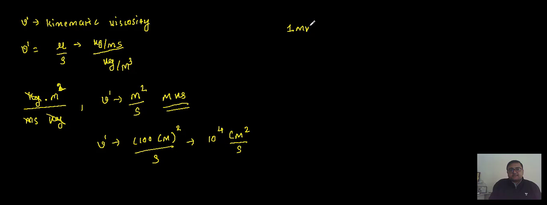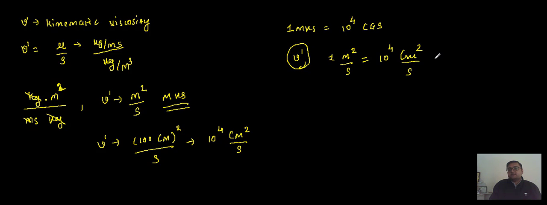So 1 mks is equal to 10 raised to 4 CGS as far as kinematic viscosity is concerned. So for nu, 1 meter square per second is equal to 10 raised to 4 centimeter square per second, and centimeter square per second is termed as stokes. So 1 meter square per second is equal to 10 raised to 4 stokes.